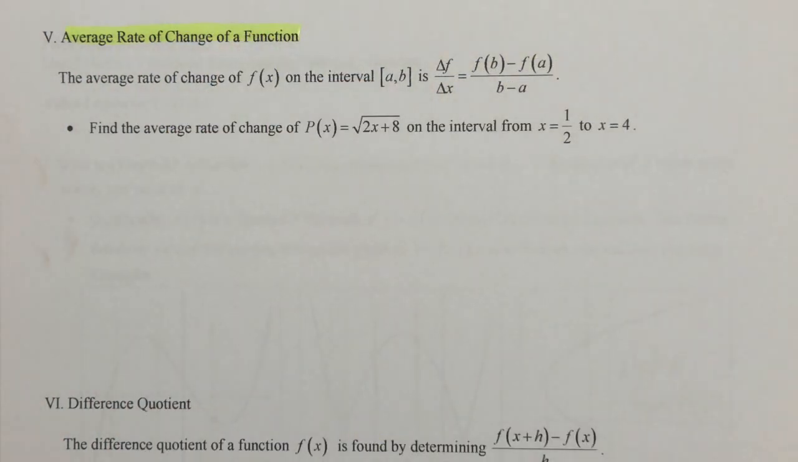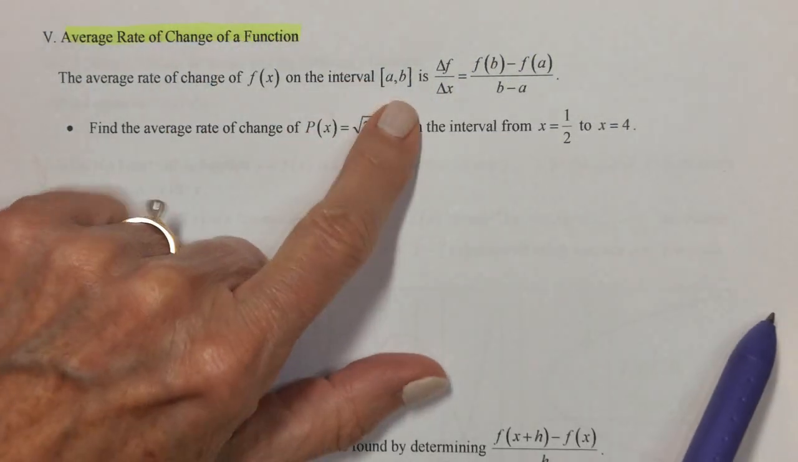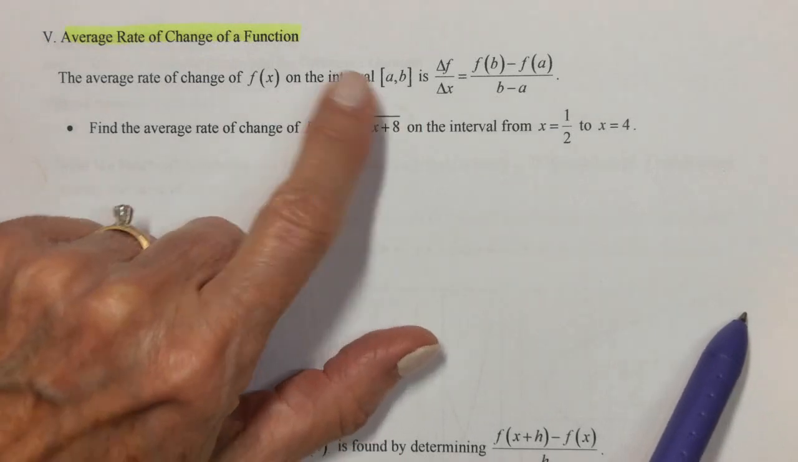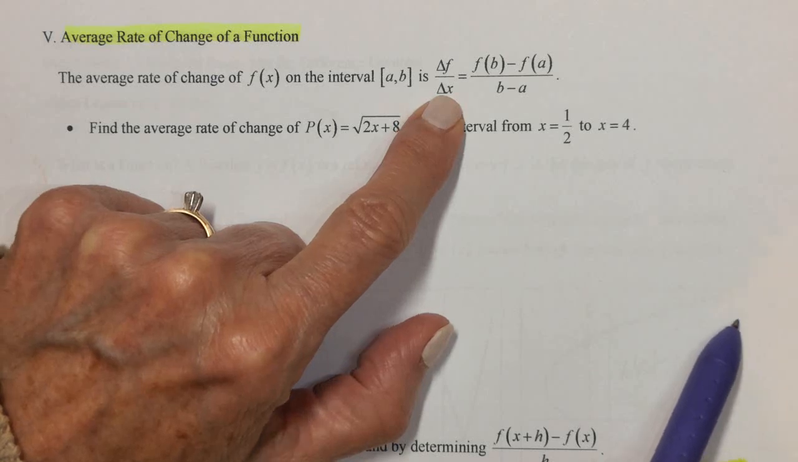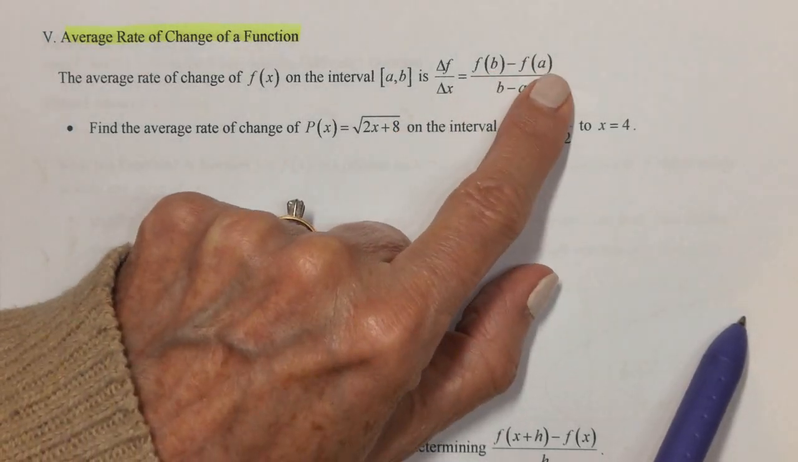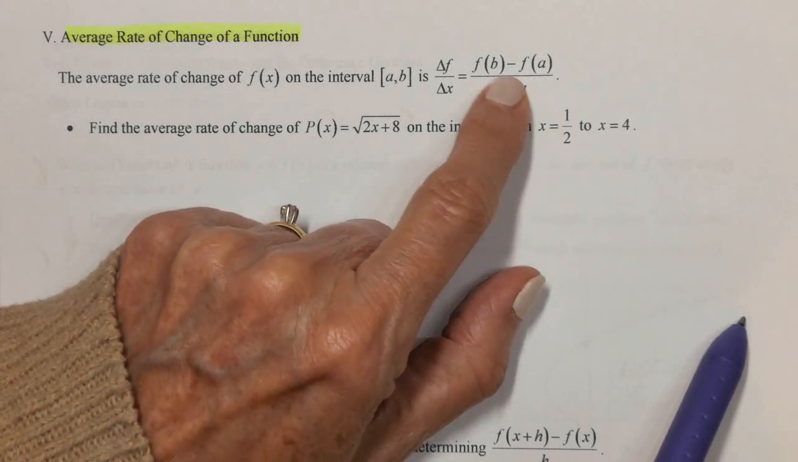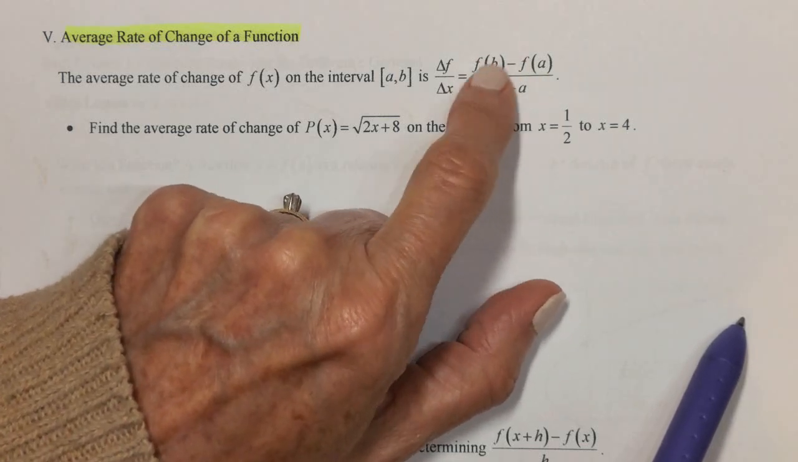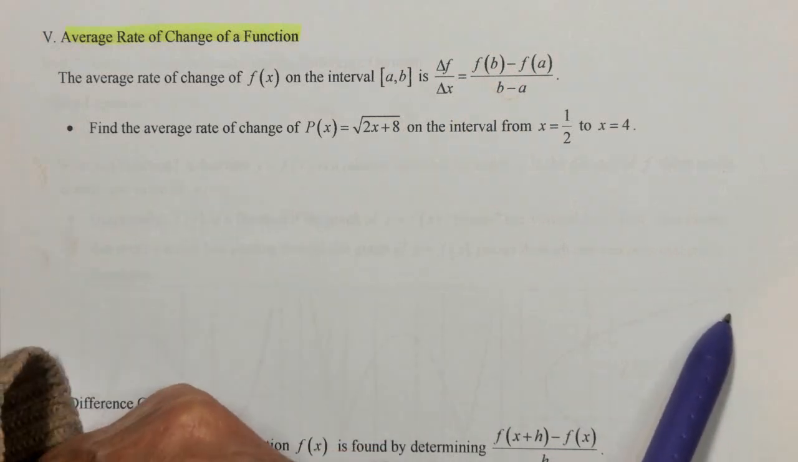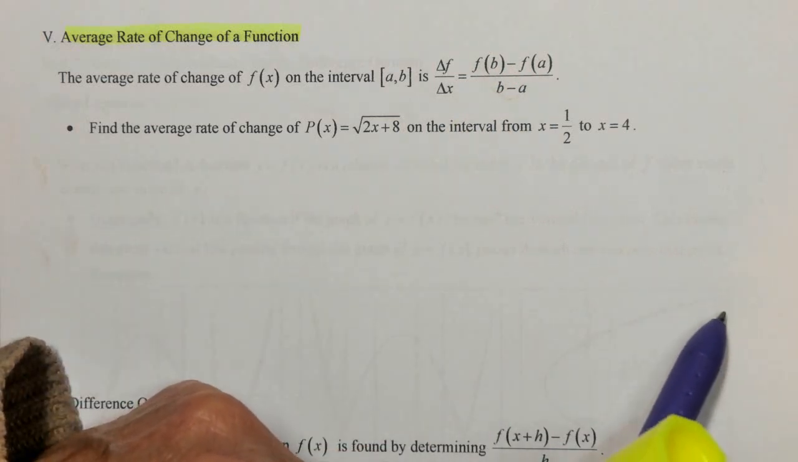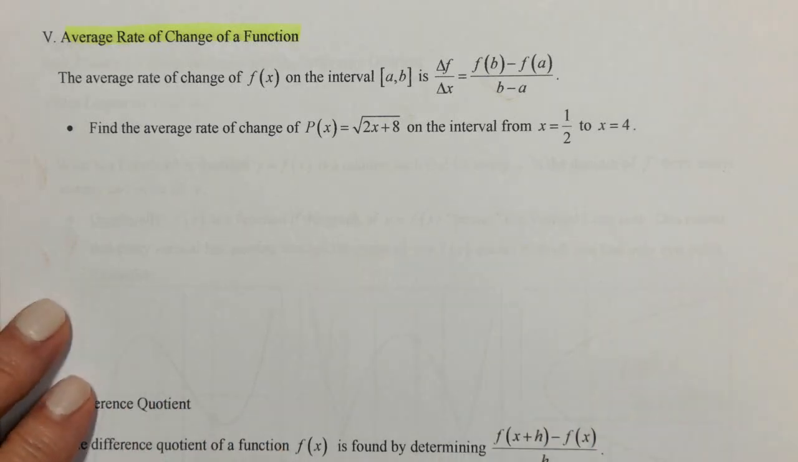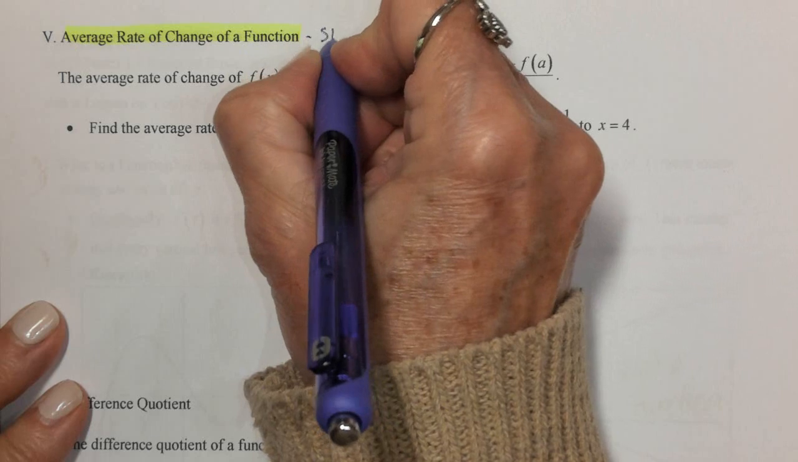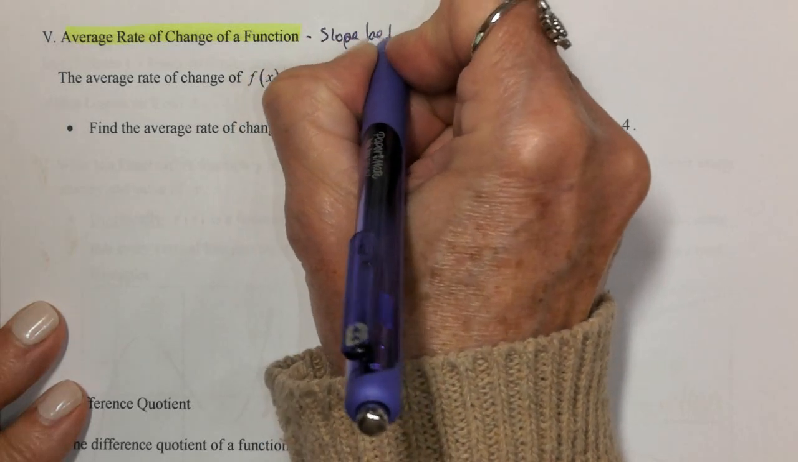The average rate of change of f on an interval, you have to be given the interval, is just your change in f over your change in x. So that would be f of b minus f of a over b minus a. This should look very familiar to you. This is your formula for slope. Average rate of change is the slope of the function between 2 points. Slope of a function, that is slope between 2 points.